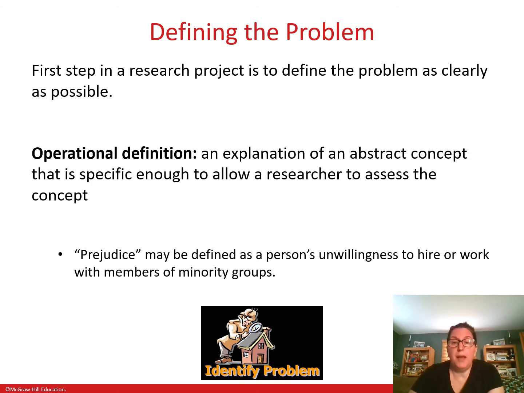And also we have this bullet here, prejudice. It may be defined as a person's unwillingness to hire or work with a member of a minority group, or somebody that stereotypes another based on particular characteristics. And we can operationalize prejudice, and we can measure it that way. If this person doesn't hire people that are different from them, that could be a way to measure that person's prejudice.